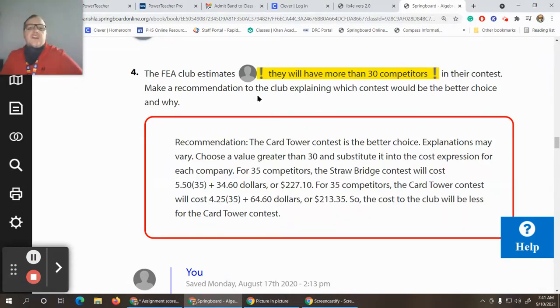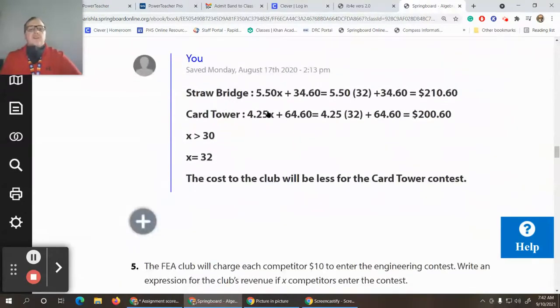So make a recommendation to the club explaining which contest would be a better choice and why. Again, that's the textbook answer with all that stuff. But here's what you need to do. Here's the math that we need to do: 5.5x plus 34.60, dollars 34.60. We now said that x equals 32.